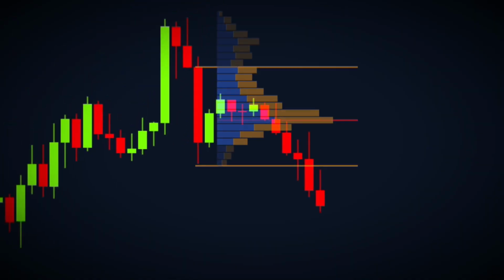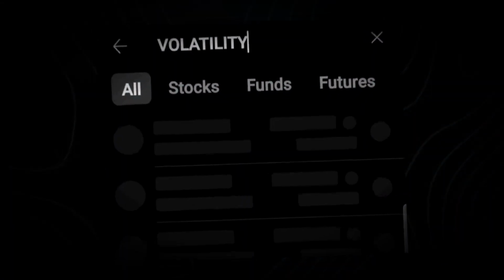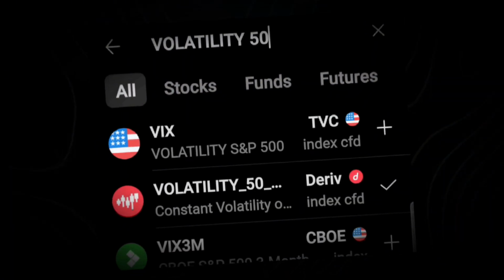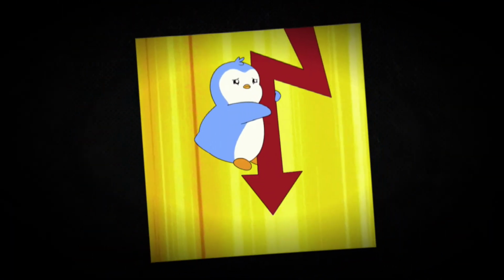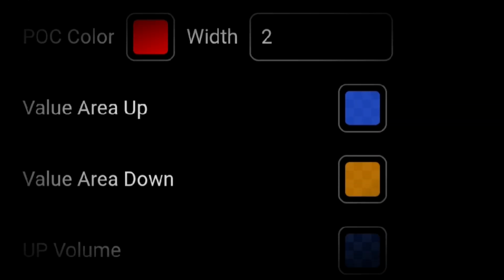But now it is time to go for the actual strategy on how to use it. For this example, we'll use Volatility 50 Index because it's very volatile and a lot of people are making insane money trading it. And if you use the volume profile, you could have flipped your account before everybody else.